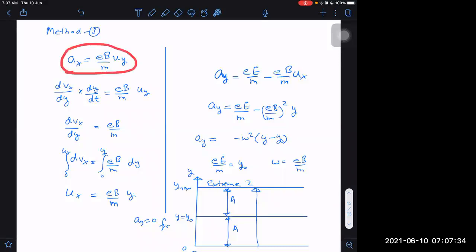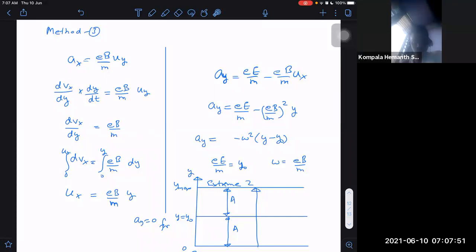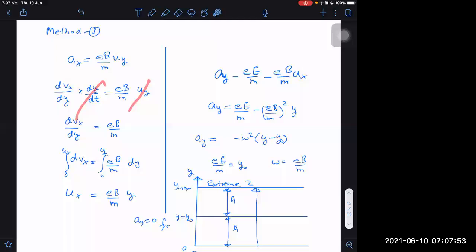I can say AX is equal to EB divided by M into UY. I can write AX as dVx by dy into dy by dt. What is the reason for this unusual choice? Why are we dividing by dy and multiplying by dy? So that dy by dt cancels with dy, so that we have one simple equation remaining, dvx by dy is equal to EB by M. You got this point?